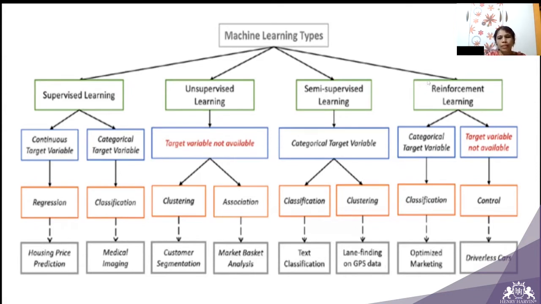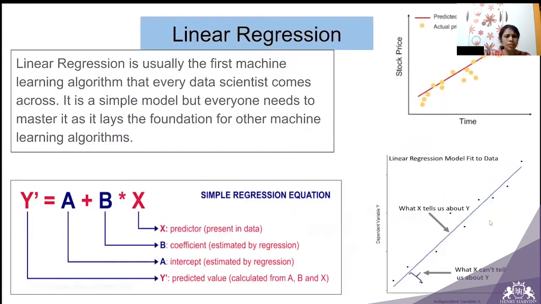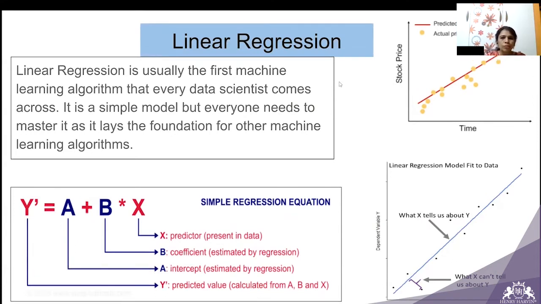And for reinforcement learning, actually these two we are not covering. Reinforcement learning has a categorical target variable, and there could be another case where the target variable is not available. Reinforcement learning works based upon rewards and punishments. If it is classification, the example given is optimized marketing, and if the target variable is not available, the example given is driverless cars. Right, so let us try to understand what linear regression is. Recommendation systems generally fall under AI.